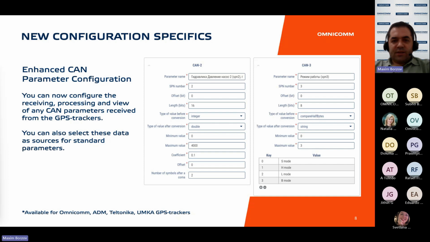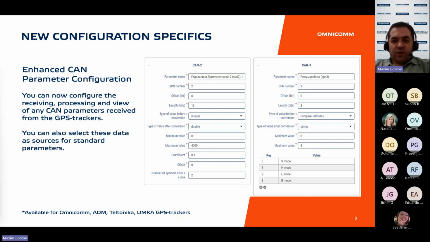CAN parameters configuration process means that the user specifies input data and conversion rules. For Omnicomm GPS trackers or terminals, certain parameters are configured within the configurator application. These settings, SPNs, are then transferred to the profile settings, where conversion rules are defined to determine the resulting data types after transformation.